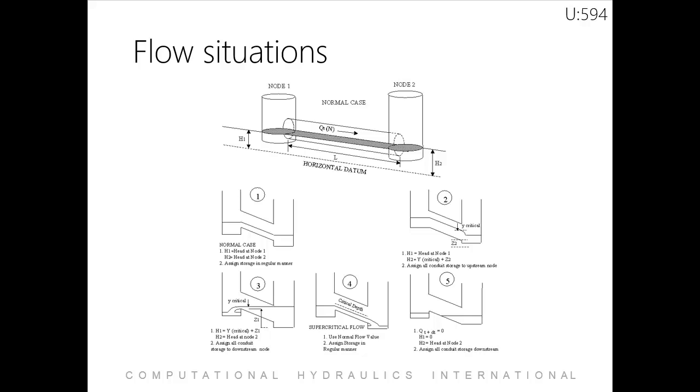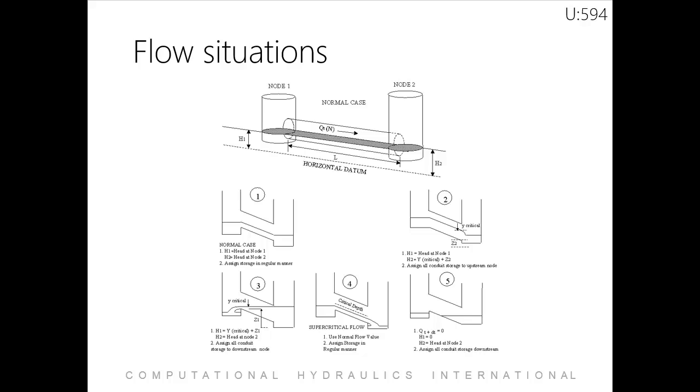5 different hydraulic conditions or situations can be described for every link between two nodes. The amount of surface area associated with the node depends on the hydraulic situation. In the normal case, labeled 1 in the slide, flow is computed from the motion equation. Half of the surface area is assigned from each node.